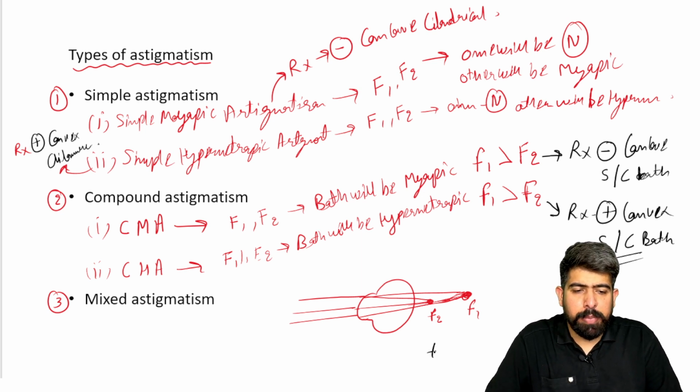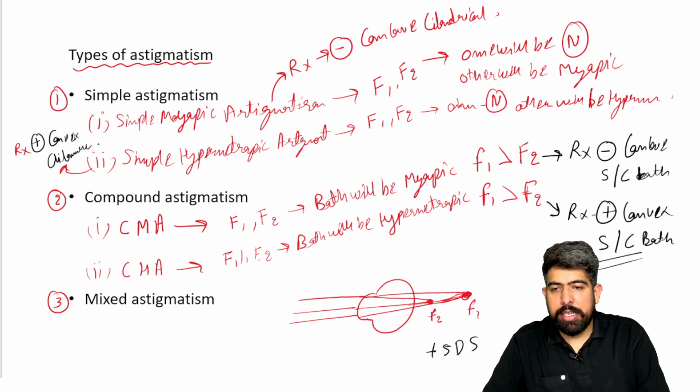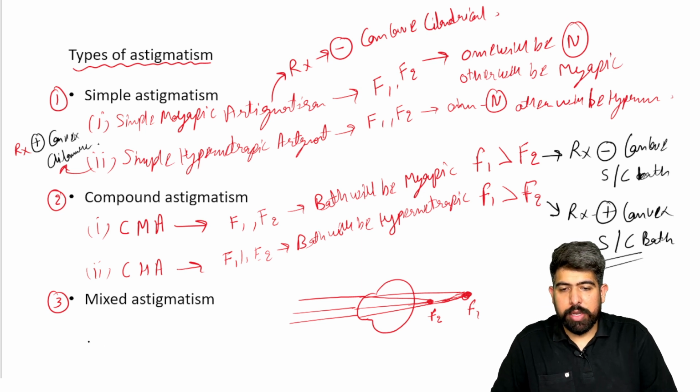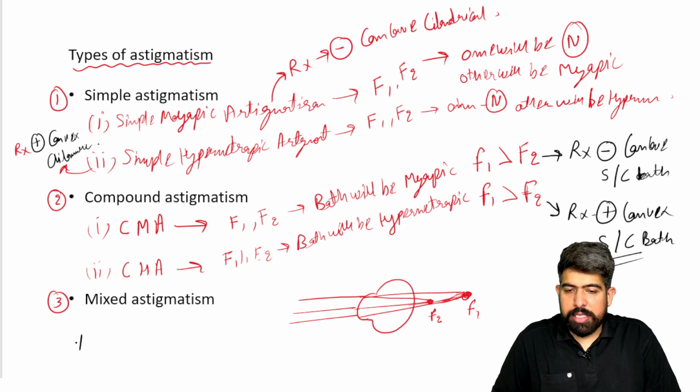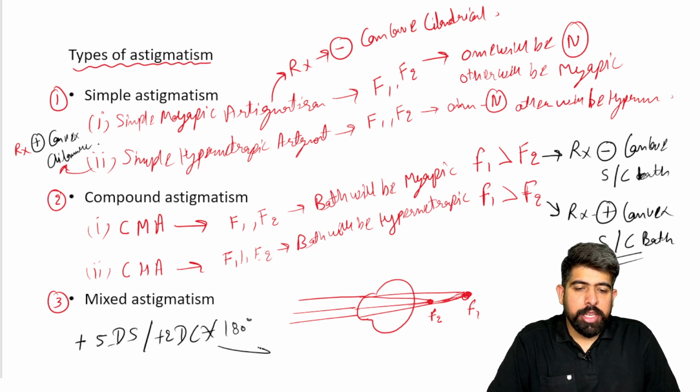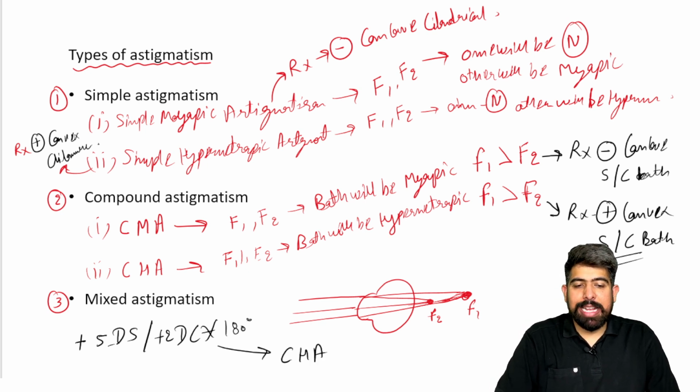Just an example: +5 diopter spherical. I think I have to write on this side because it is just behind me, so it will not be clearly visible to you. Okay, now it's visible, right? +5 diopter spherical, and we have +2 diopter cylindrical on the axis of 180 degrees. So what will be your diagnosis? It should be compound hypermetropic astigmatism.